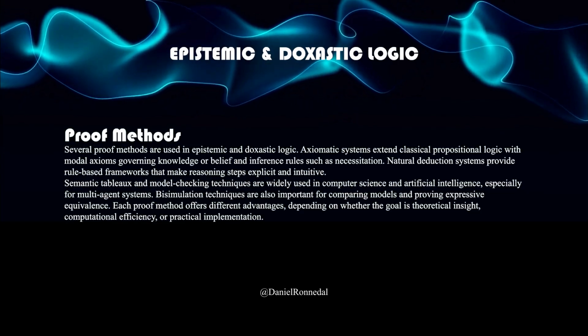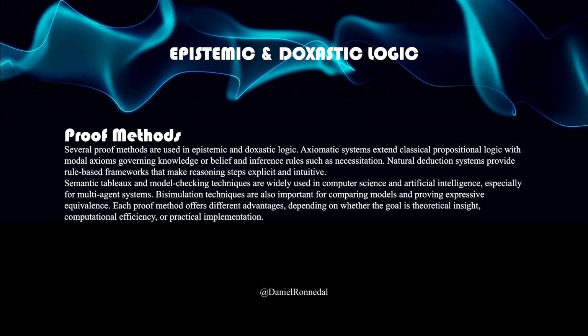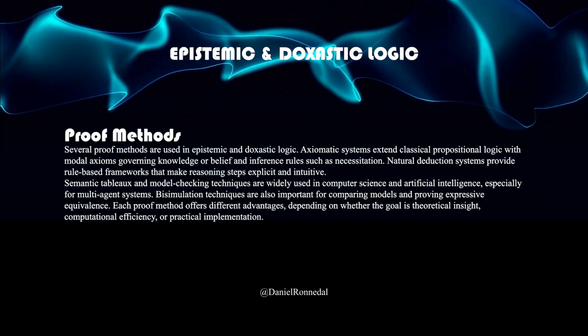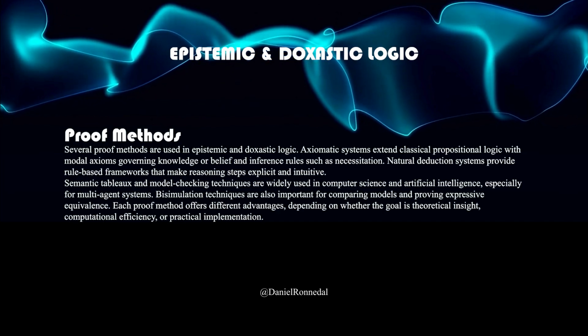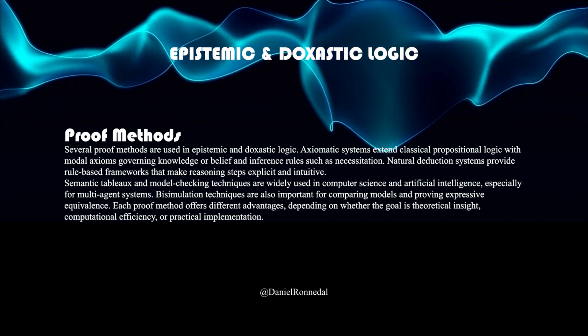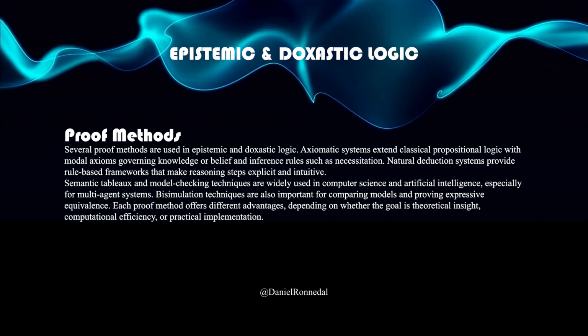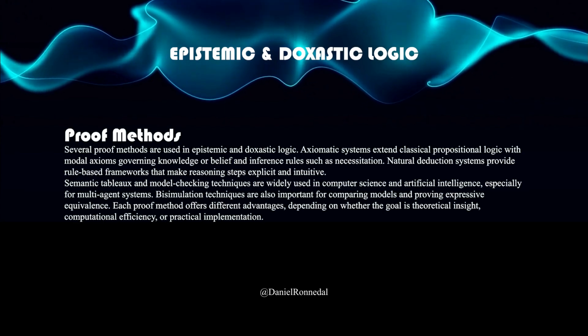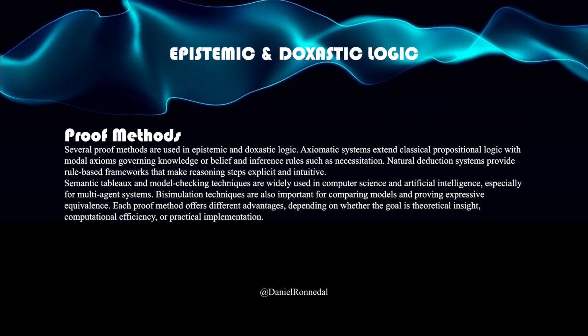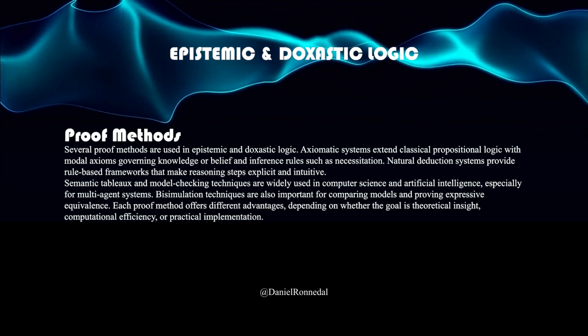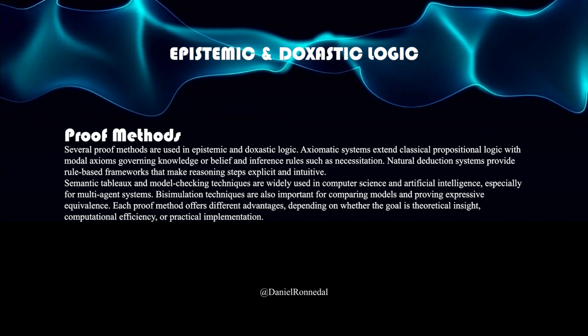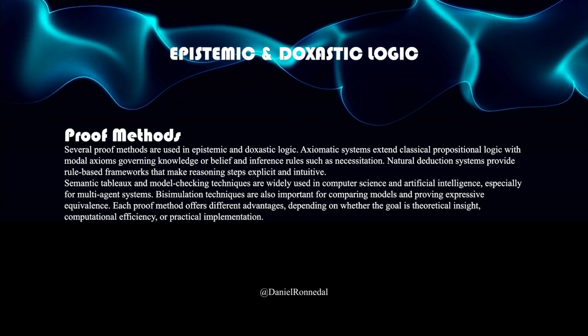Several proof methods are used in epistemic and doxastic logic. Axiomatic systems extend classical propositional logic with modal axioms governing knowledge or belief, and inference rules such as necessitation. Natural deduction systems provide rule-based frameworks that make reasoning steps explicit and intuitive.